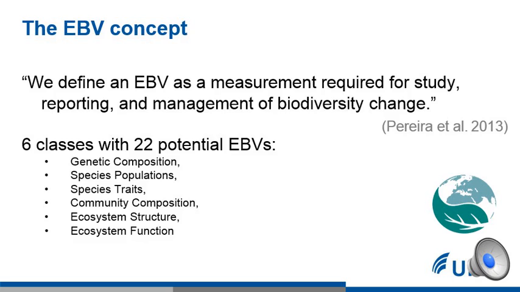In the original definition, EBVs were defined as a measurement required for study, reporting, and management of biodiversity change. They have been classed into 6 different classes: genetic composition, species population, species traits, community composition, ecosystem structure, ecosystem function. There has been a proposition, and I say proposition, it's not that these are the final EBVs, of 22 potential EBVs.